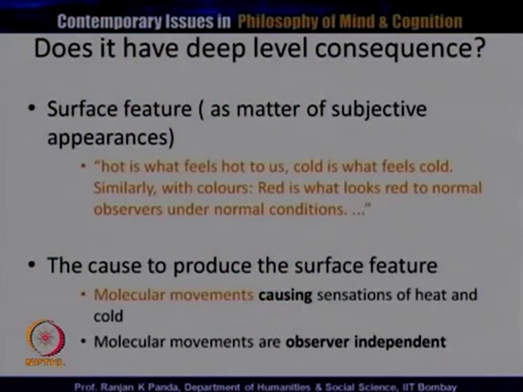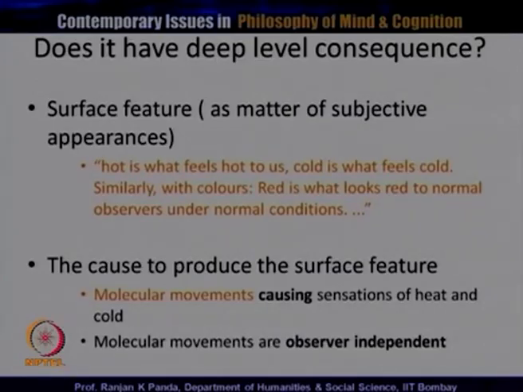Now, we said that there are surface features where we talk about subjective experiences. Hot is what feels hot to us, cold is what feels cold. Similarly, with colors, red is what looks red to normal observers under normal conditions. The cause to produce these surface features is nothing but the molecular movements causing the sensation of heat and cold. The molecular movements are observer independent.